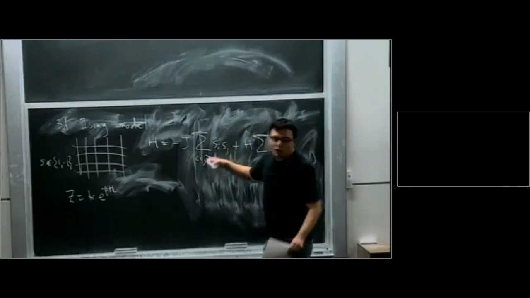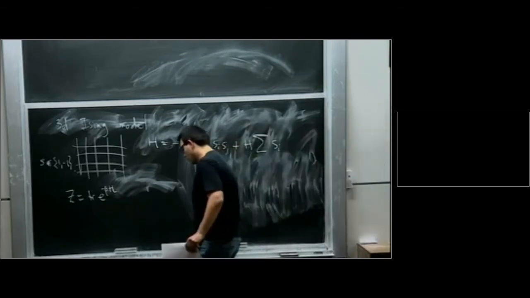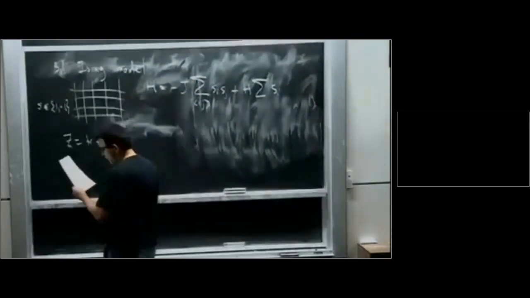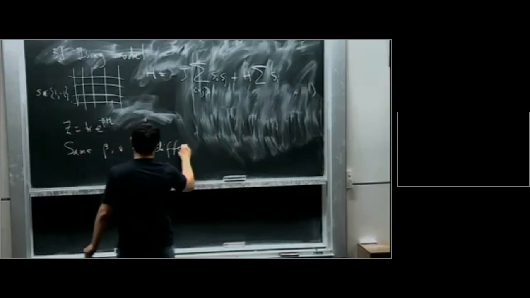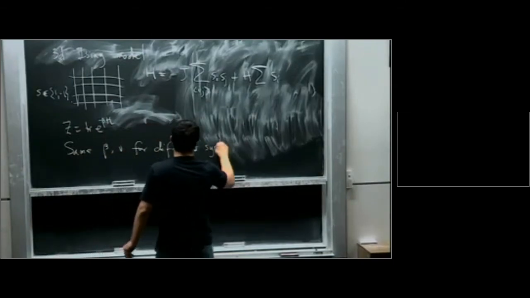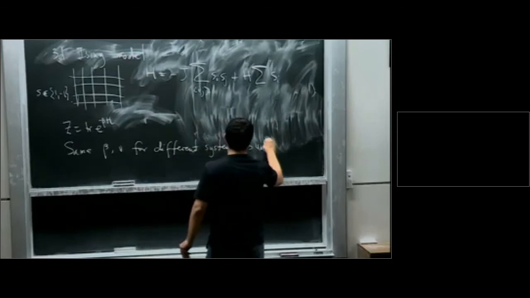And of course, you get the same HT plot as for the uniaxial magnet. It's not the same as the magnet because this is an idealization. In a real magnet, there are interactions beyond adjacent spins. But the point is that we get the same values for beta and nu and the other critical exponents. So, same beta and nu for different systems. This implies the idea of universality.